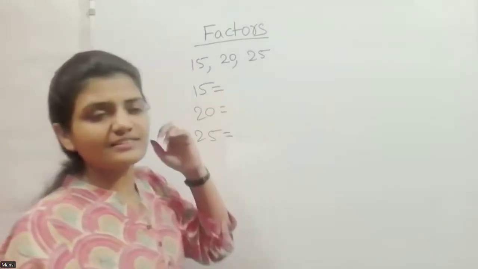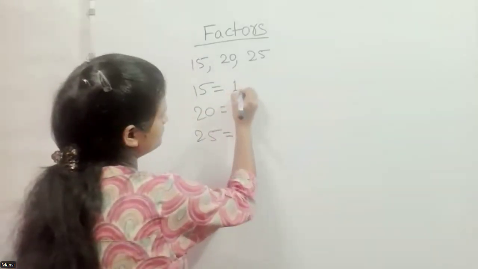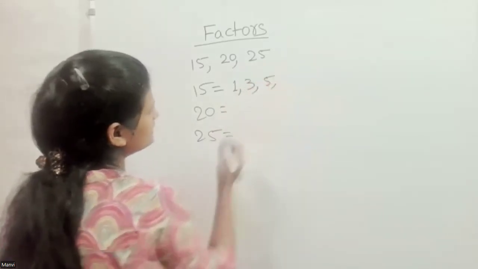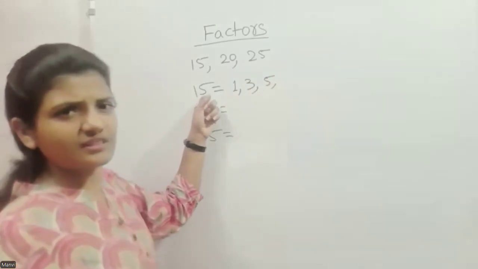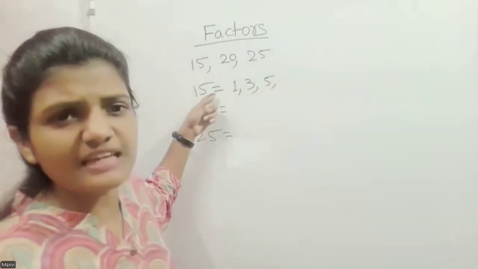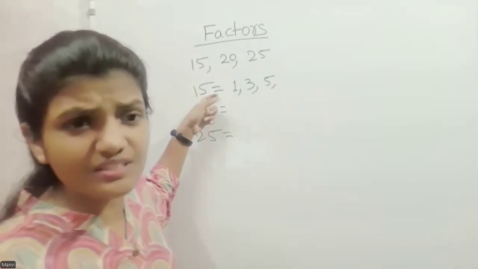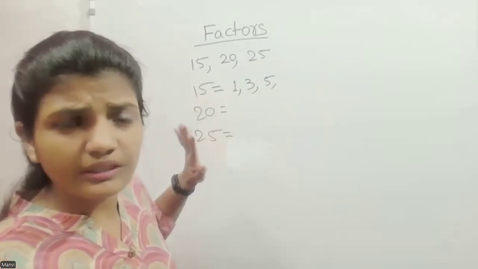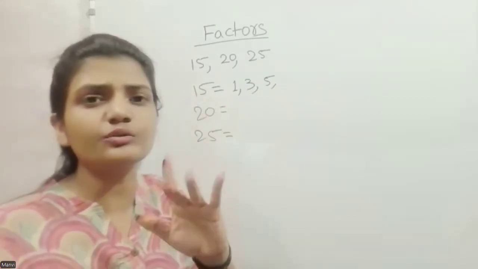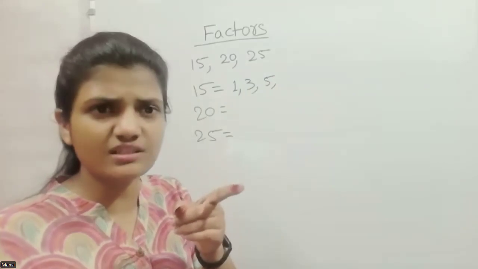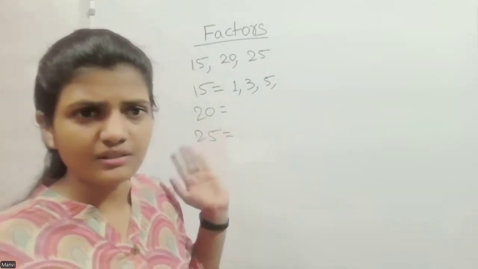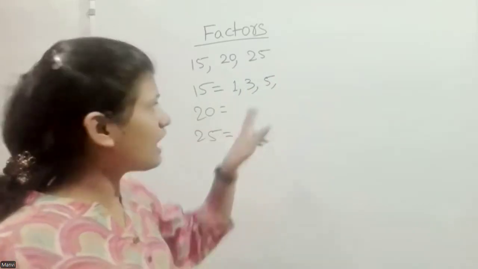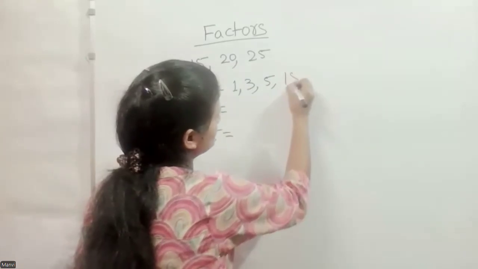Yeah, for 15, just think this way. First is 1, then 2 is not possible, then 3, then 5, then 6 is also not possible. 15 doesn't come in the 6 timetable. Did 15 come in the 7 timetable? No. In 8 also no: 8 times 2 is 16, so 15 is not possible. 9 times table, no. 10 times table, no. So after 5, the next will be 15 only.